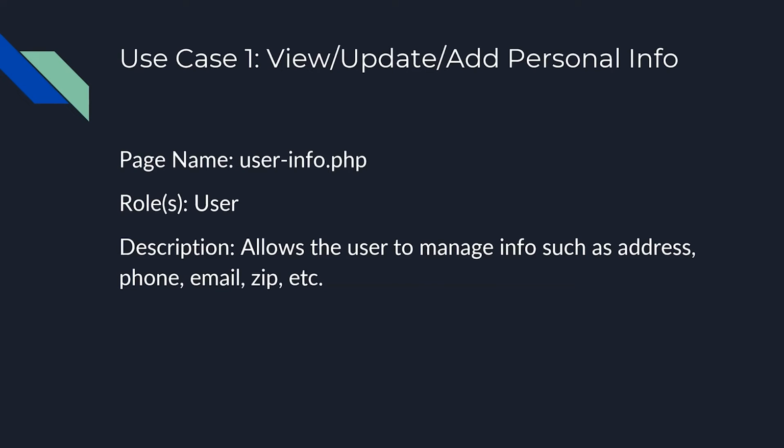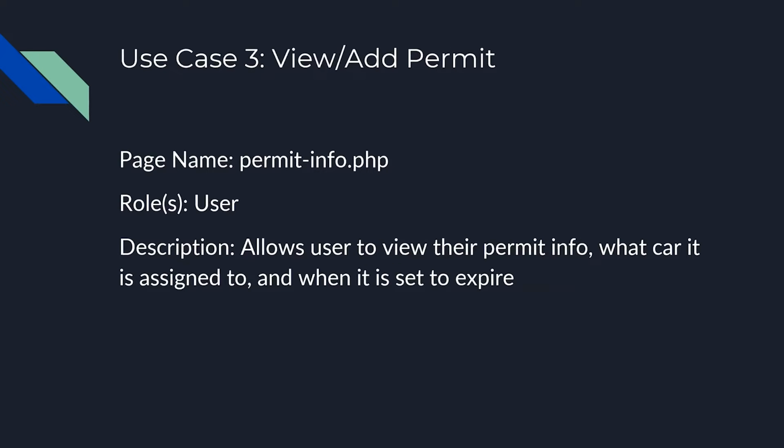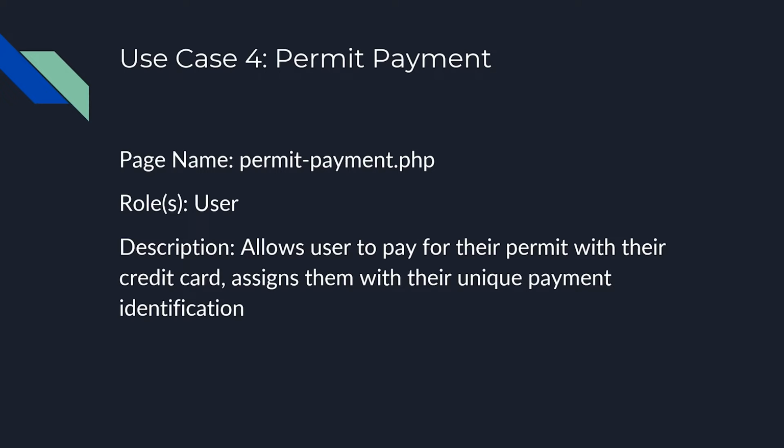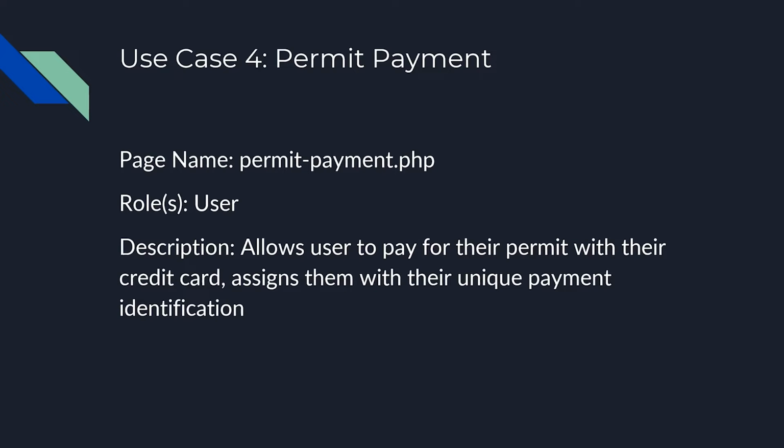Our first use case was to view, update, and add personal info such as address, phone, email, zip, and so on. Our second use case was to view, update, add, and delete vehicle information such as the make, model, color, license plate, and stuff of that nature. The third use case was to view and add permits, and it allows users to view their permits. The fourth use case is permit payments, and it allows users to pay for their permit with credit cards and assigns them a unique payment identification.